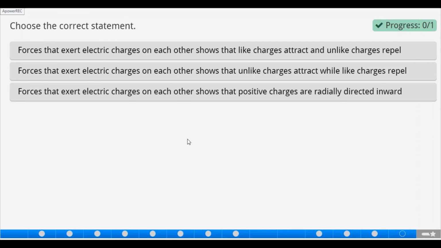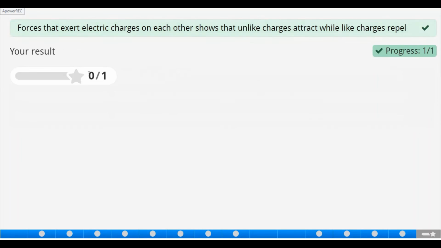Also, we have to choose the correct statement. Forces that exert electric charges on each other show that like charges attract and unlike charges repel. No. Why? Because this does not obey the law of electrostatic forces. Let's take the second statement. Forces that exert electric charges on each other show that unlike charges attract while like charges repel. This is the law of electrostatic charges. This is correct. But we won't pick it without checking the third option. Forces that exert electric charges on each other show that positive charges are radially directed inward. No. Positive charges are always radially directed outward. So the second option is correct.